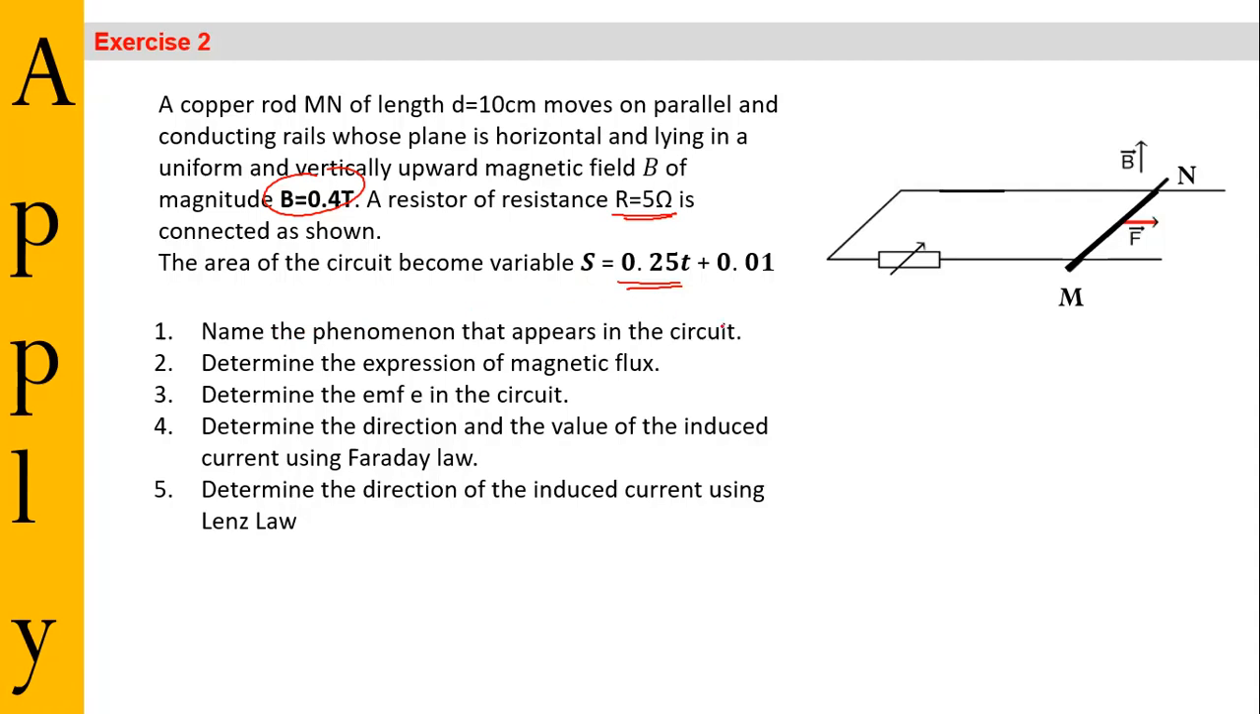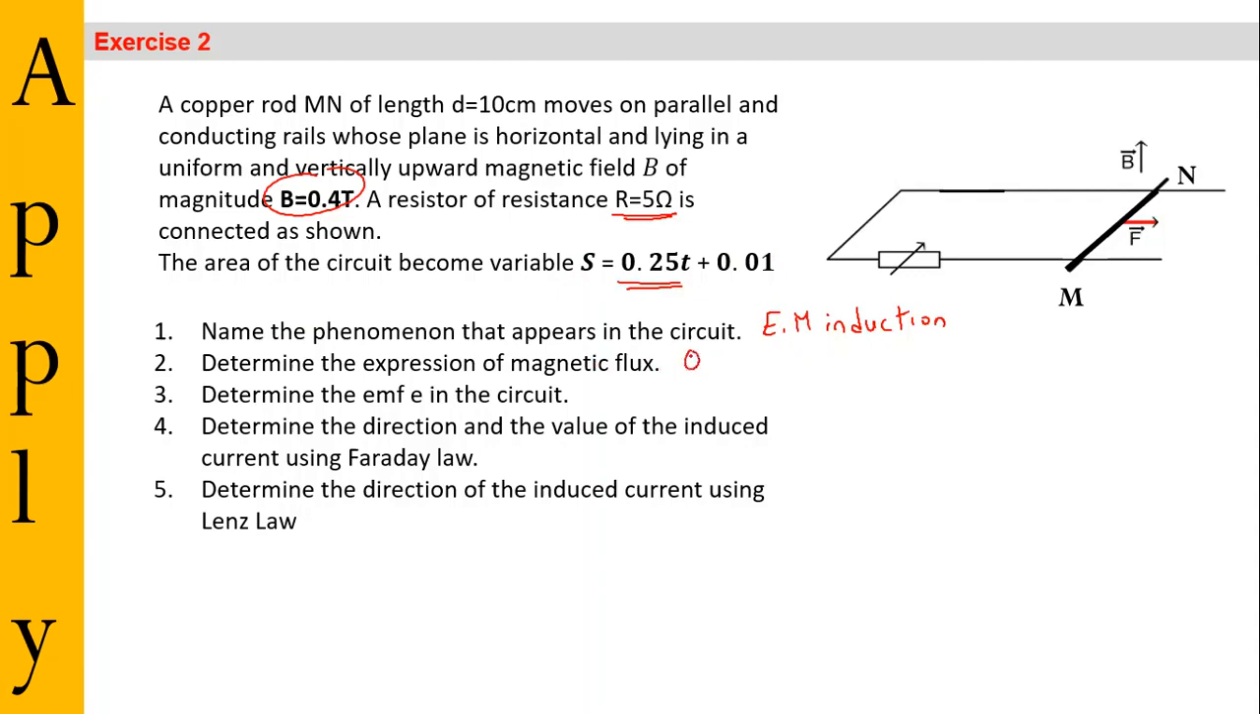Part 1, name the phenomenon that appears in the circuit. The phenomenon is electromagnetic induction. If I want to verify why, since S is variable, this means the flux is variable, so we have the electromagnetic induction phenomenon.